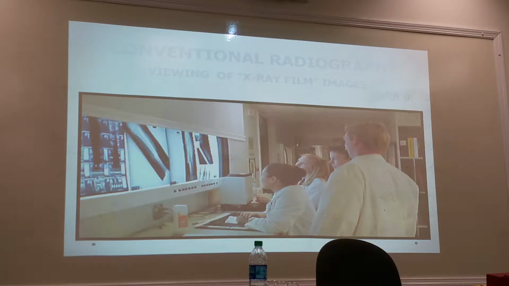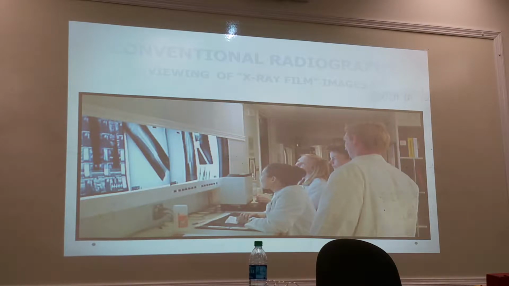These two are screens. Is it bad? No, compared to that, yes. But you still get good detail. And we have different screen speeds, as you may have remembered from intro class. Slow speed for better detail, high speed for bigger body parts and where detail wasn't as critical.